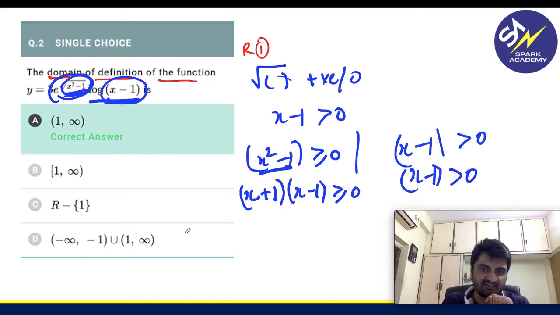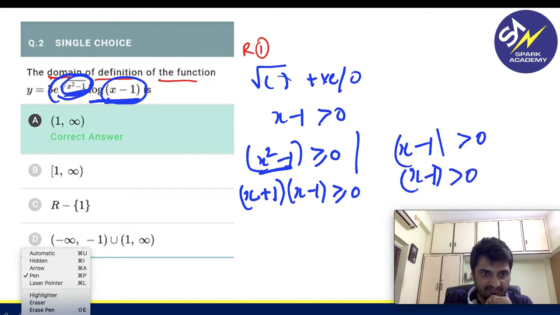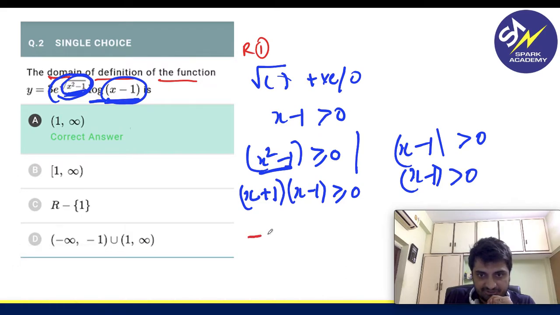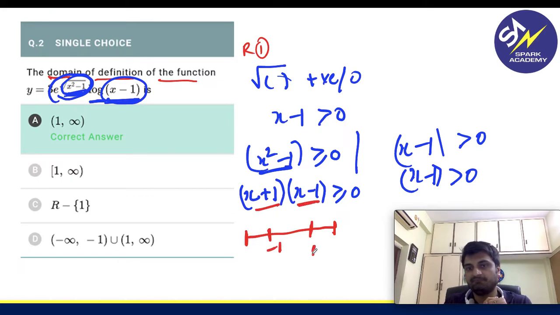Now can I take wavy curve? How will I do the wavy curve method? I will just draw a number line. What are the roots? Minus 1 and 1, right? So minus 1 I will mark, 1 I will mark. Now draw the wavy curve like this.